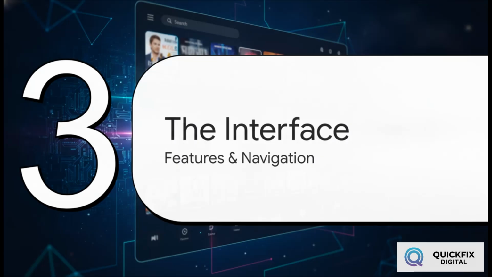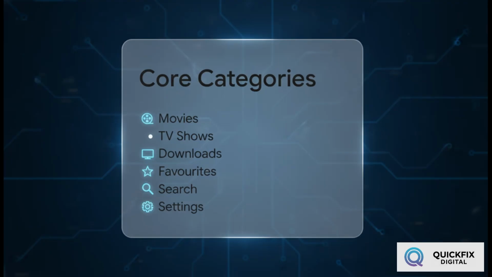Part 3. The interface. Let's explore the features and navigation. The second you open 9Movies, you're going to notice how incredibly simple the design is. Looking at the core categories, it's just super clean and uncluttered. You've got movies, TV shows, My Downloads, Favorites, Search, and Settings. There's no confusing bloatware to navigate through. It is strictly focused on getting you to your content fast.